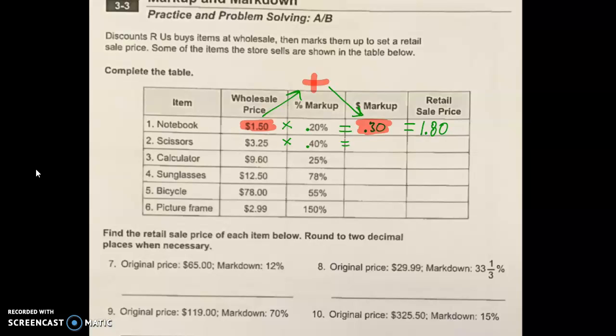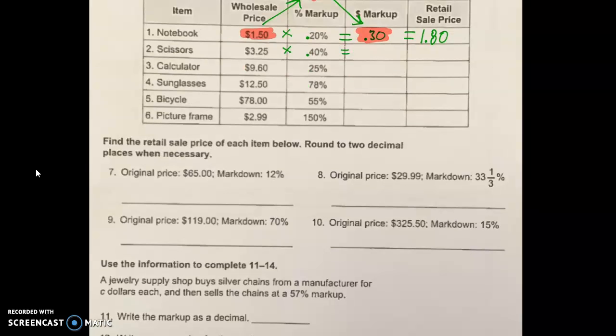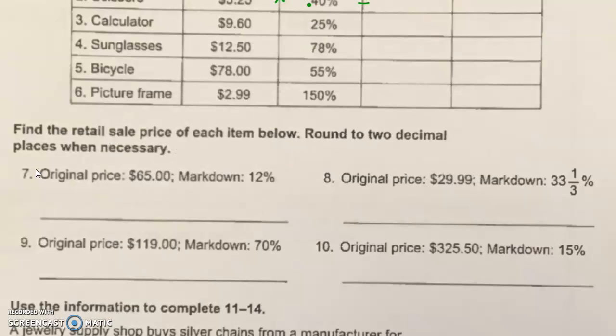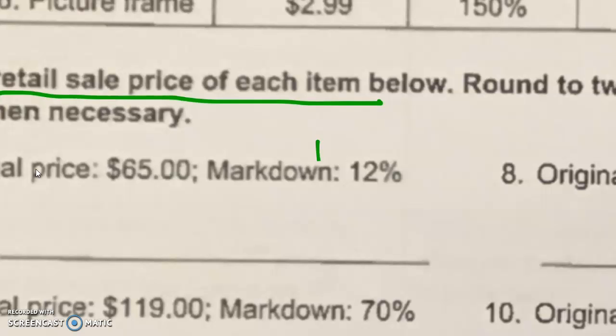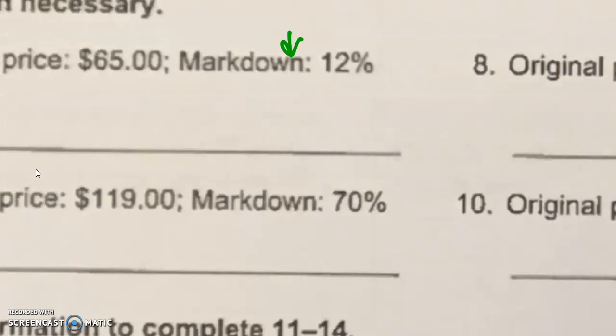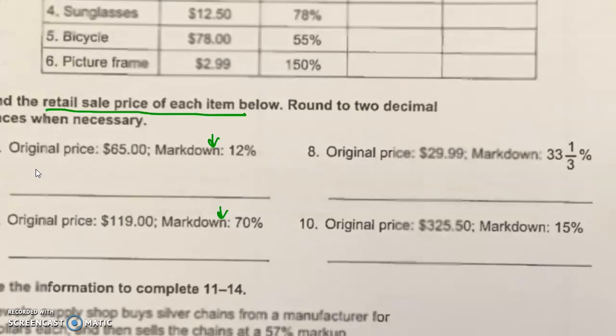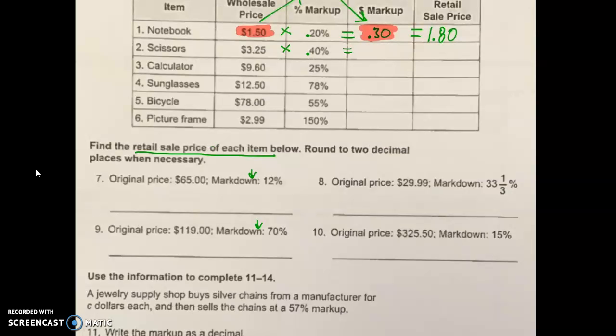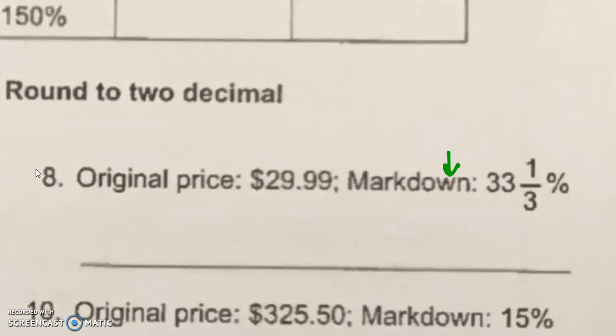Working our way down. Find the retail sale price of each item below. Round to 2 decimal places when necessary. So you have to find the retail sale price. Okay, not just how much it's going down or how much it's going up. You have to actually add it or subtract it. Okay, so a mark down, we're going to subtract, right? And a mark up, oh, there's not any markups. They're all marked down. So you're subtracting all of these.